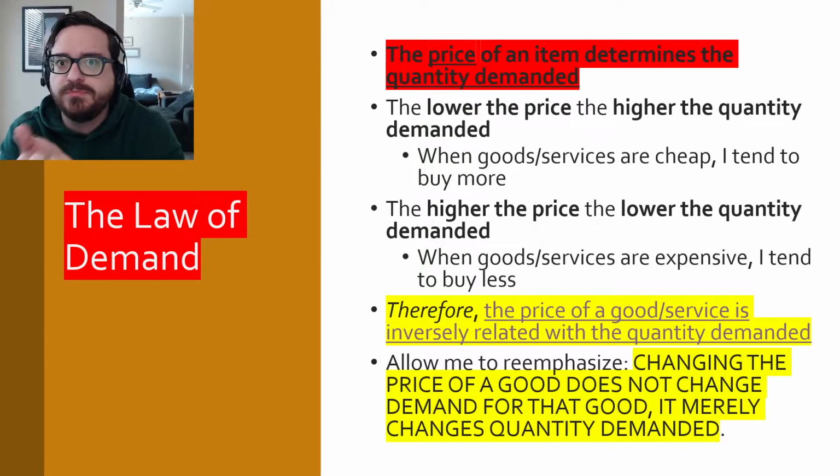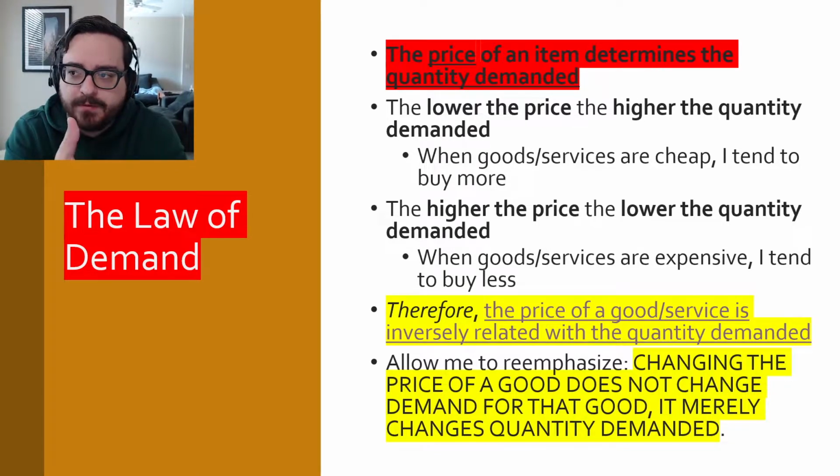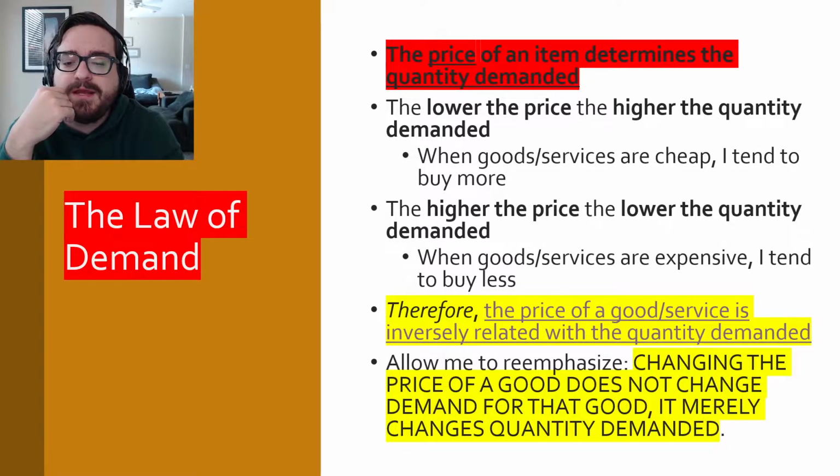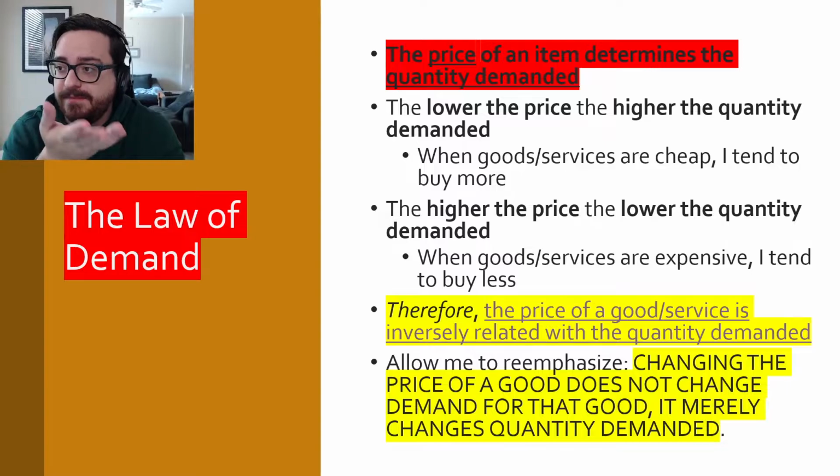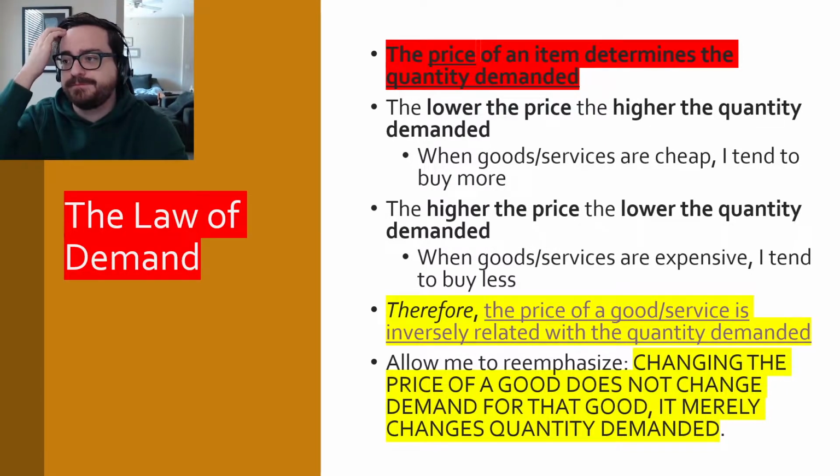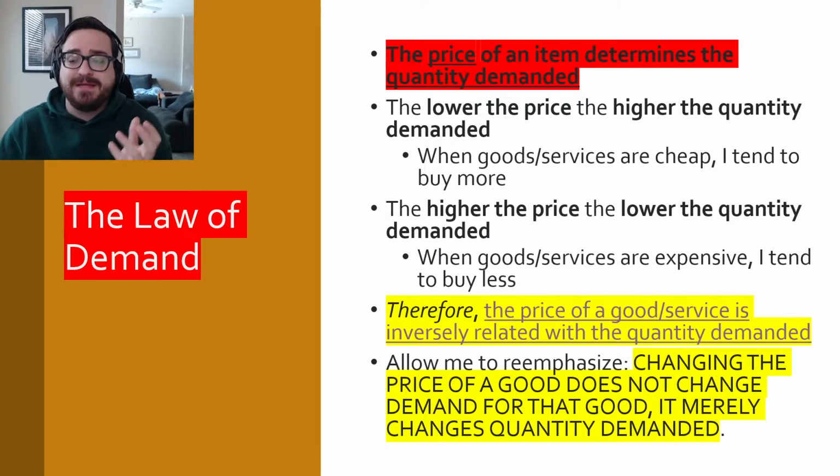You either like or don't like Dr. Pepper. Dr. Pepper being $1 versus $50 doesn't change whether or not you like Dr. Pepper. It just changes whether you would ever buy Dr. Pepper. You liking it is demand. How much of it you'll be willing to buy is quantity demanded. Because again, demand is not a number, it's a behavior. It's your desire for the thing. And your desire for the thing is actually not necessarily tied to the price.